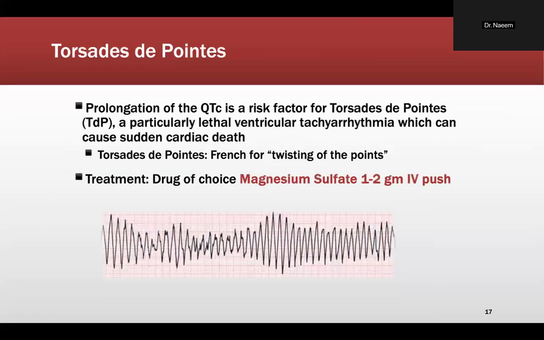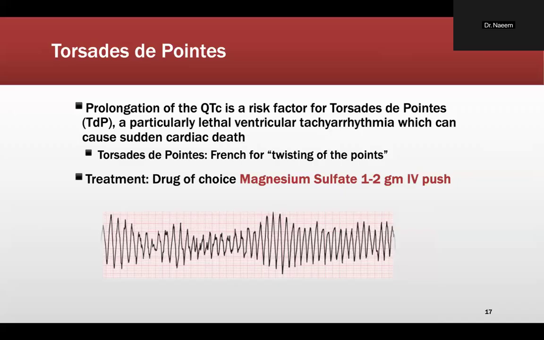Okay, so prolongation of the QTC is a risk factor for a particularly lethal ventricular tachyarrhythmia, and this can cause sudden cardiac death. And torsades, this term specifically, is a French term for twisting of the points. There is one drug that helps to manage this, and it's a very simple drug.